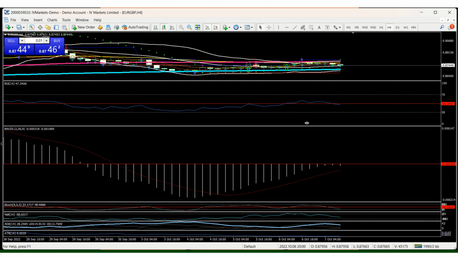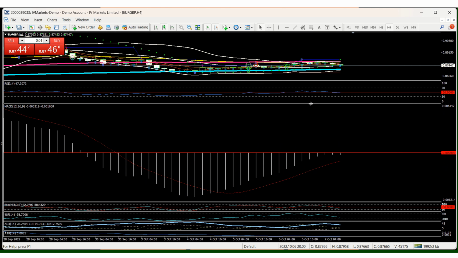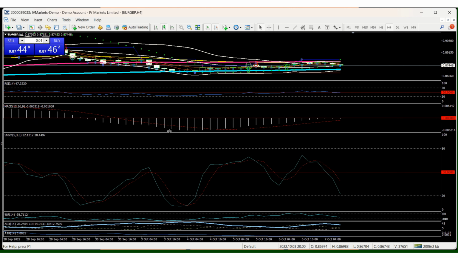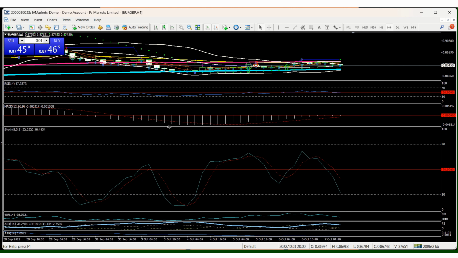And next one is the MACD. If we find the MACD here, MACD again says it is a downtrend because the histogram and the lagging line are below 0. Let's go to stochastic. Stochastic says it's good to sell again, which means it's a downtrend.